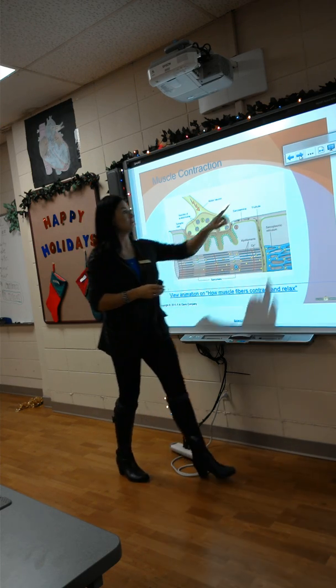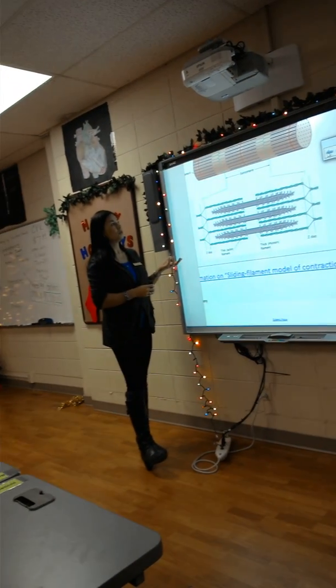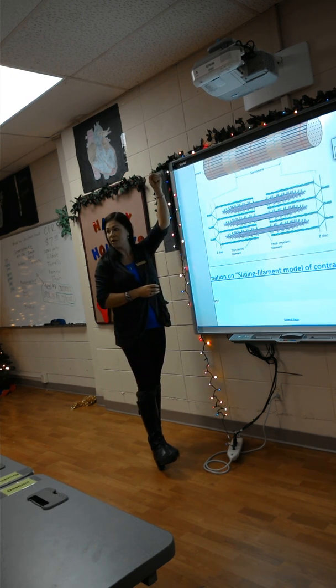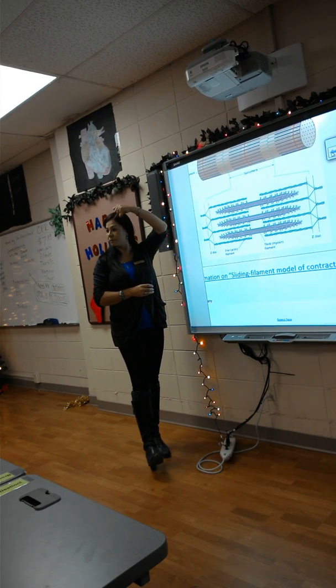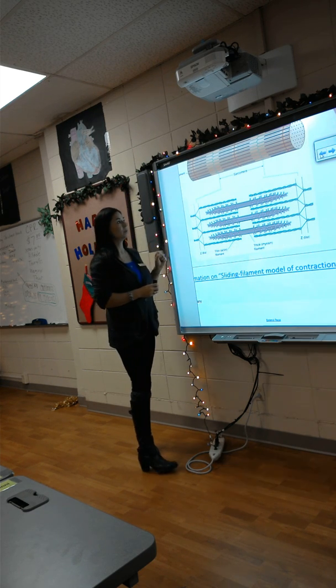And it all starts with calcium. The actual contraction will start with an electrical impulse. That's what causes a contraction. For me to close my hand and contract my arm and my muscles in my hand, it's an impulse from my brain traveling down the spinal cord to that muscle.